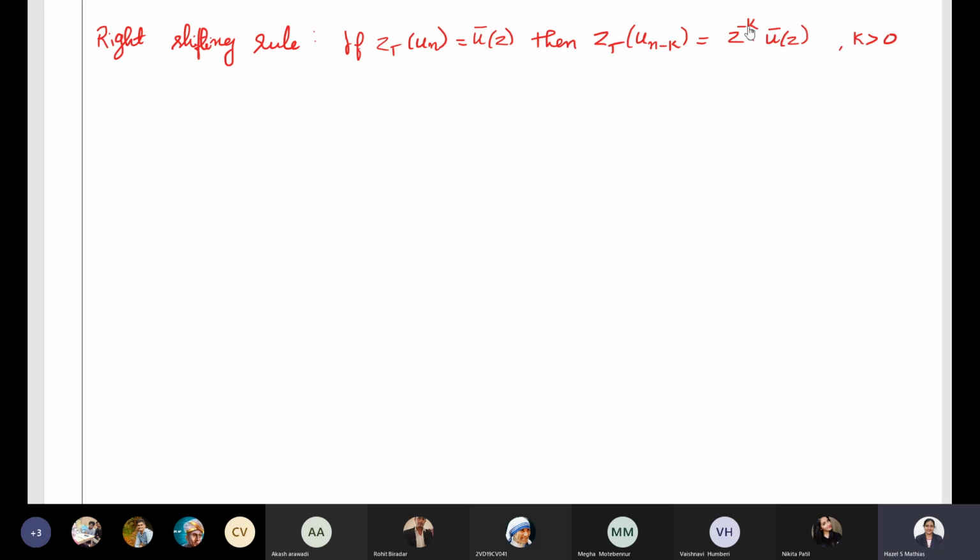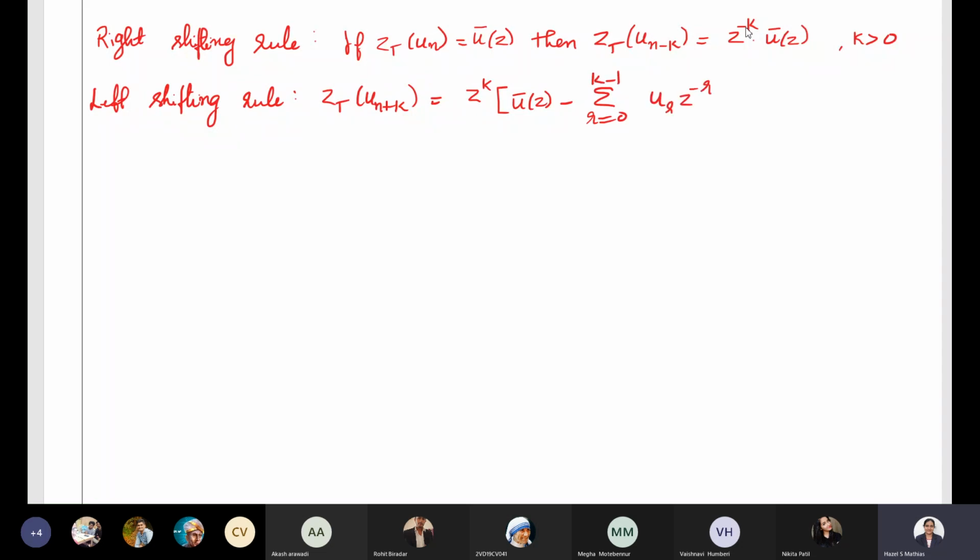Then we also have the left shifting rule. According to the left shifting rule, the Z transform of u_(n+k) is equal to z power k into u bar of z minus the summation r equal to 0 to k minus 1 of u_r z power minus r. These are the two things we require and need to know, the right shifting rule and the left shifting rule. This is the important one.